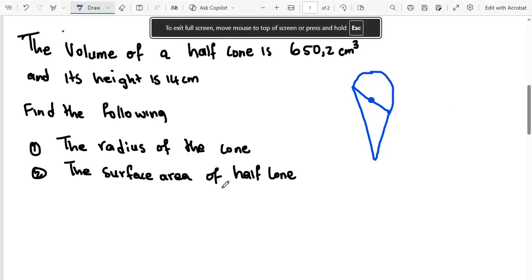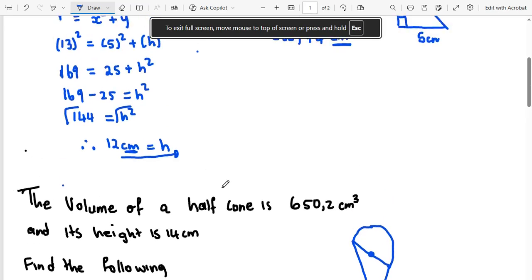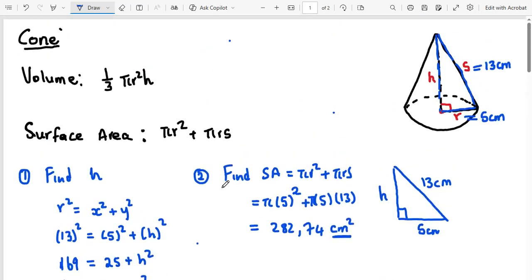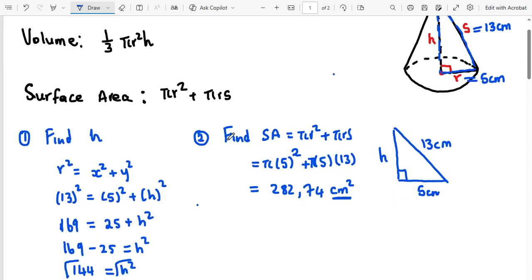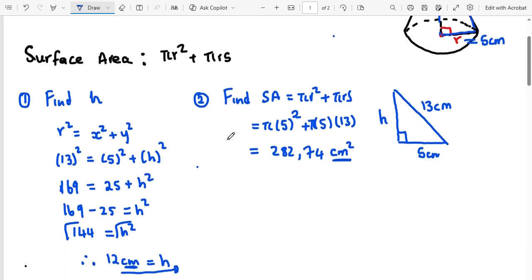Hi there, grade 11s. Welcome to the next lesson on cone measurement. Remember on the previous lesson, we talked about the volume of the cone and the surface area. And this was an easy example where we calculated h and we also found the surface area.